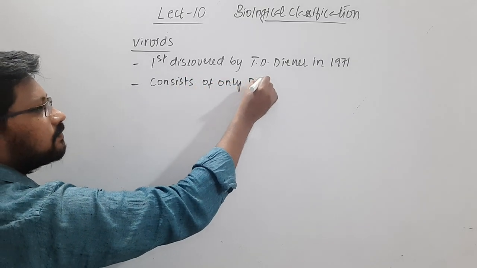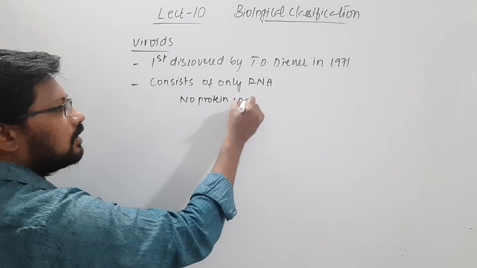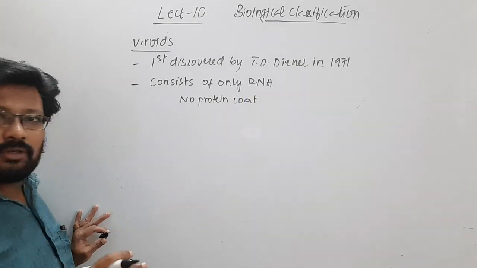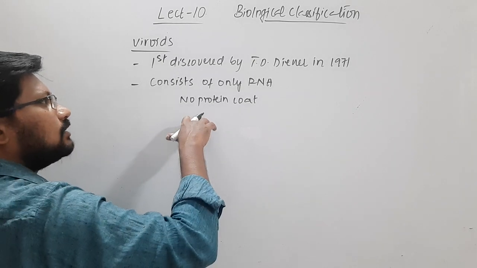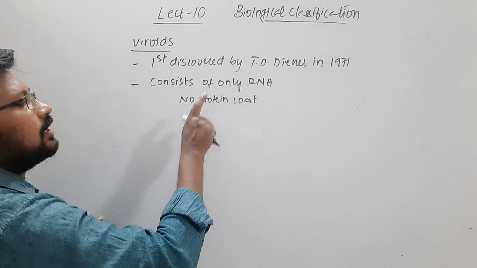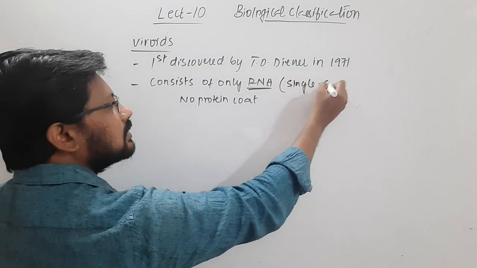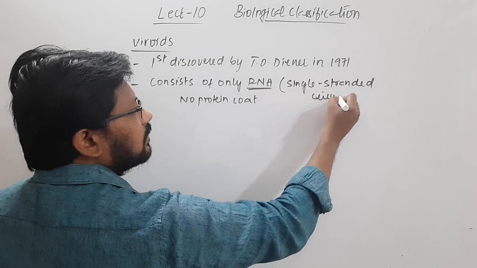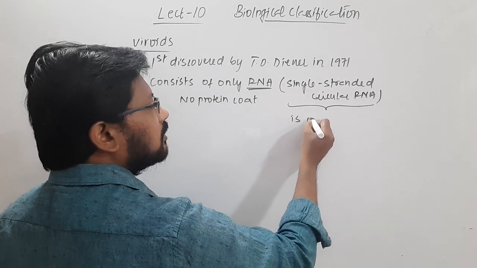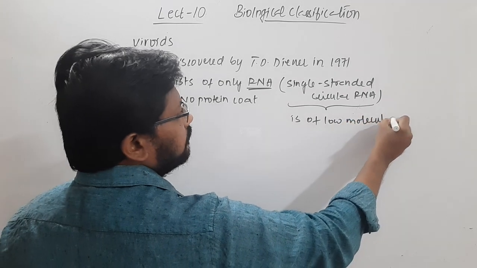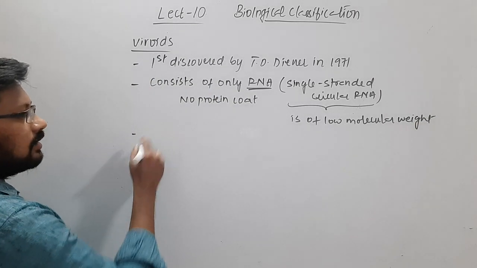only RNA. So there is no protein coat like how we see in case of viruses. In case of viruses, nucleic acid is present and that is covered by a protein coat, but in case of viroids, there is no protein coat, only nucleic acid present, and that too only RNA, and that RNA is a single stranded circular RNA molecule, and this single stranded circular RNA molecule is of low molecular weight.